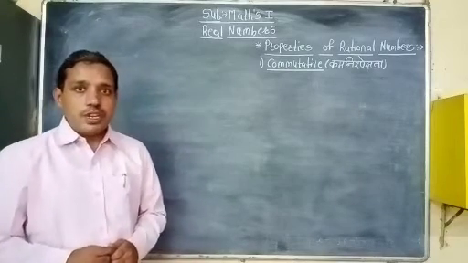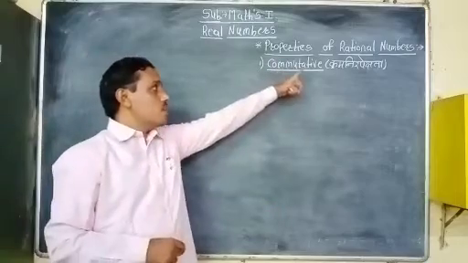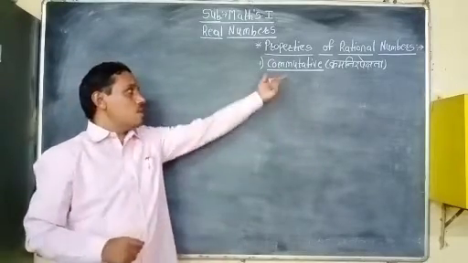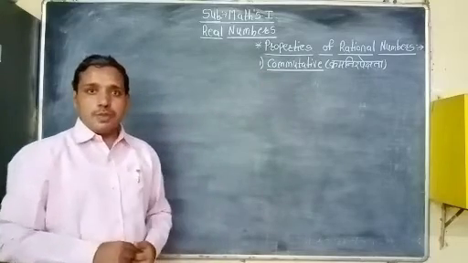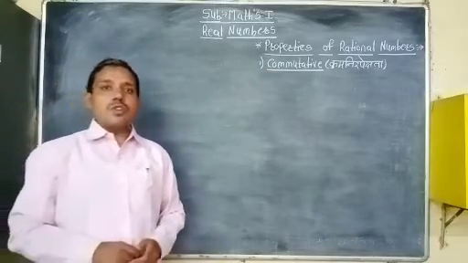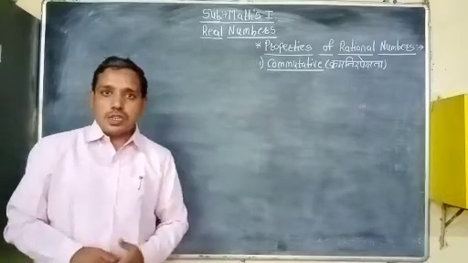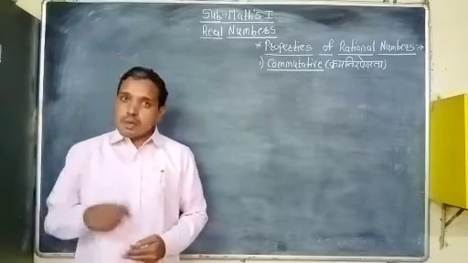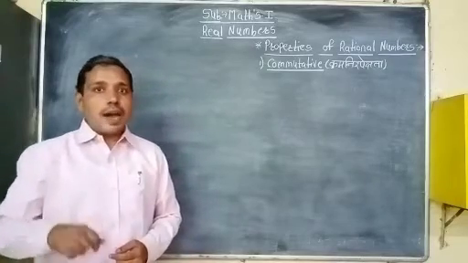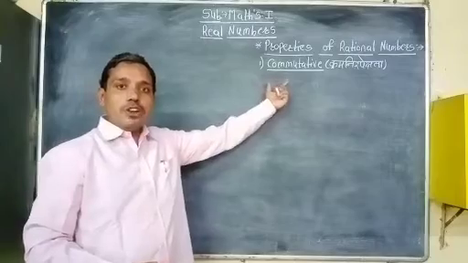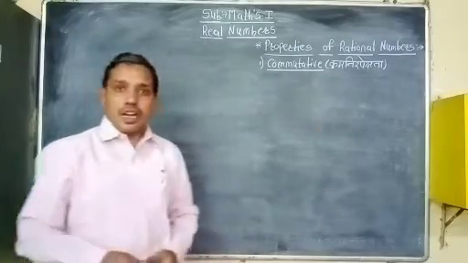Today we will discuss the properties of rational numbers, and the first property is the commutative property. Let us discuss in more detail what is meant by the commutative property of rational numbers. We will take some examples, and through those examples we will understand the commutative property on rational numbers.